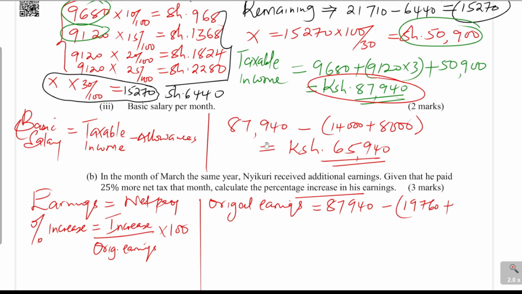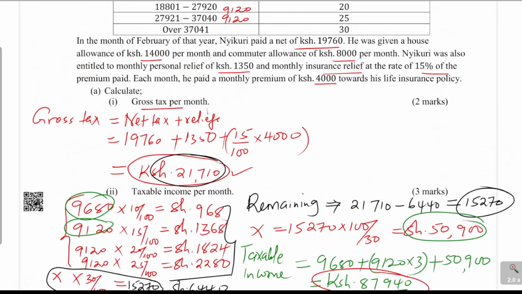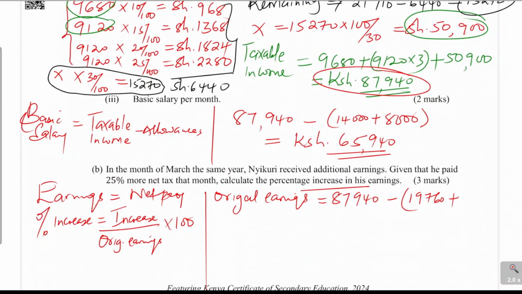And then we have another deduction towards the end there. He was paying monthly premiums of 4,000. That one is deducted every month. So those are the only deductions I can see here. When you take the gross pay or the taxable income and subtract the two deductions, this will give the original earnings as 64,180. Now, after getting that, we need to get the increase in the earnings.